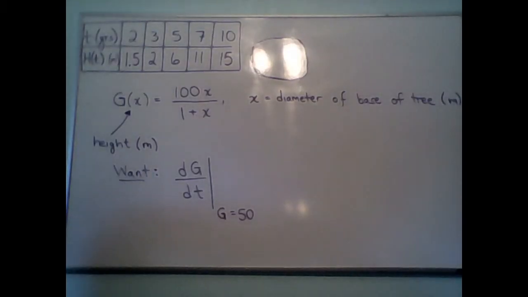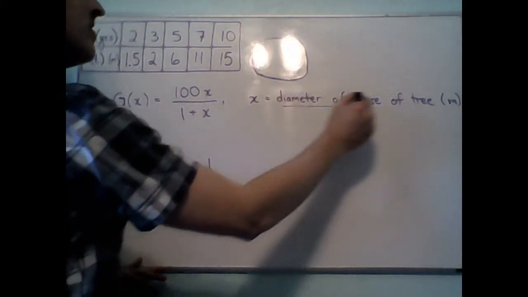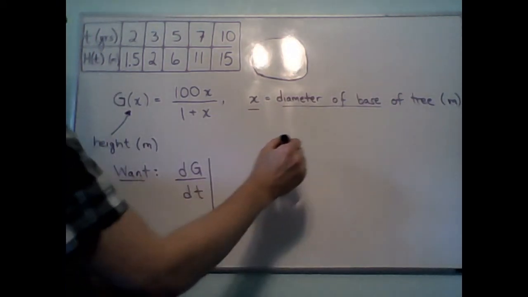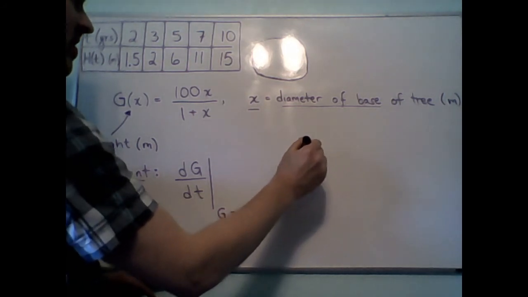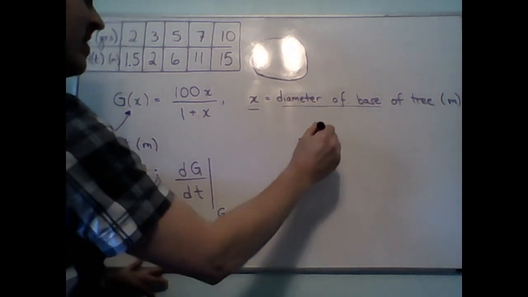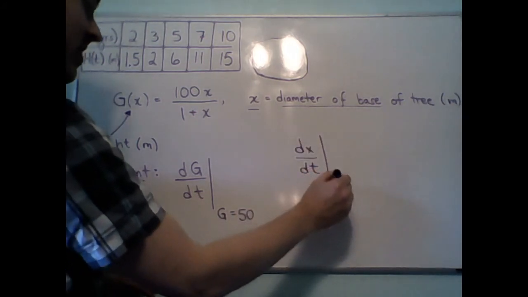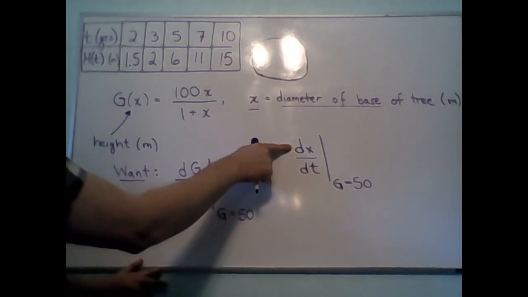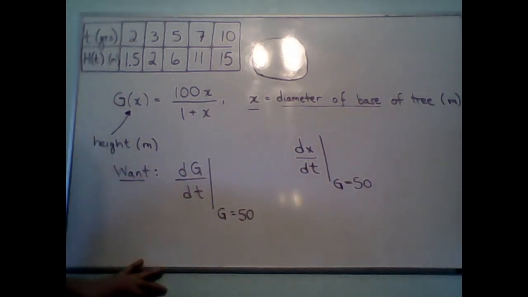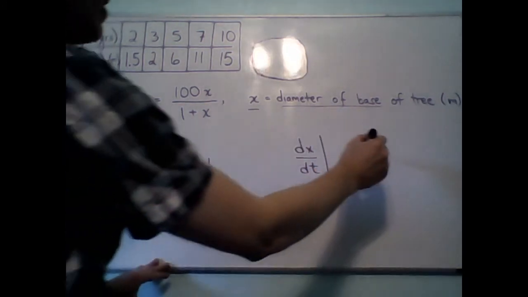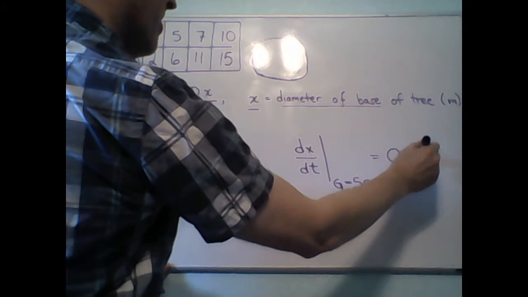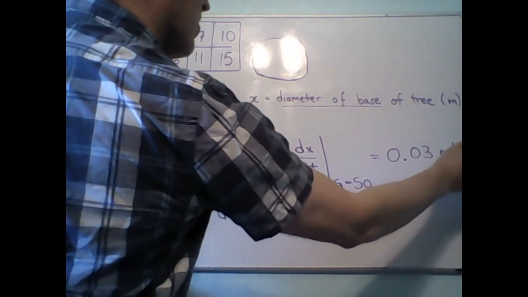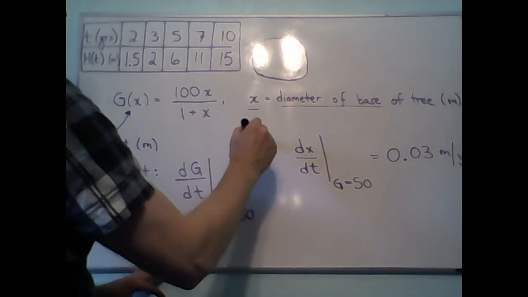The diameter of the base is increasing at a rate. So the rate of change of the diameter of the base, that's the rate of change of x. X is the diameter of the base. So dx dt, and it said when the tree is 50 meters tall, so that's, again, when g is 50. When g is 50, the rate of change of x, the diameter of the base, with respect to time, is 0.03 meters per year. So this is what's given to us.